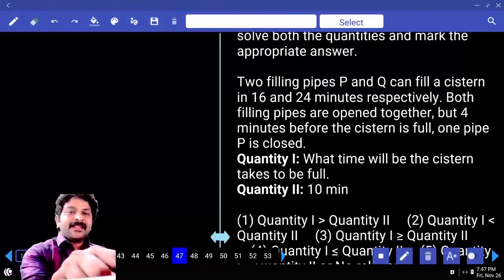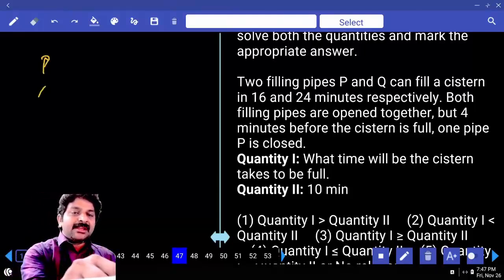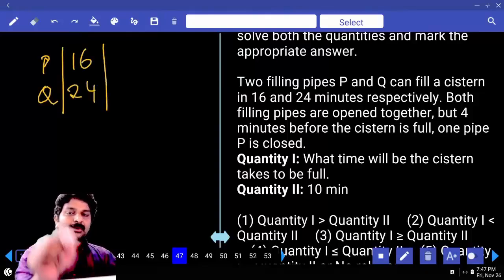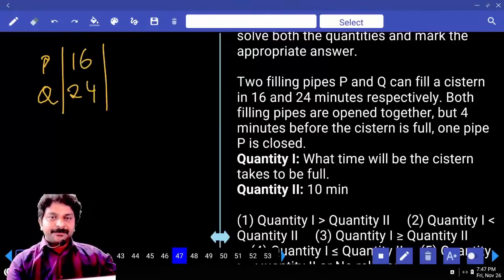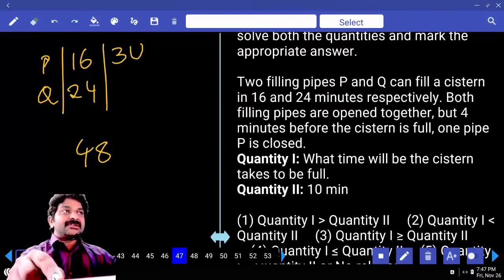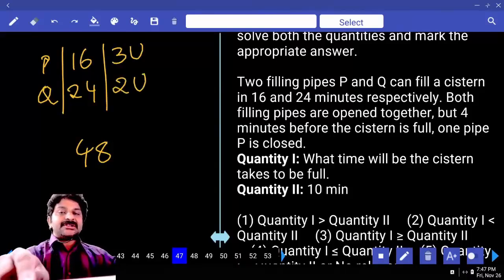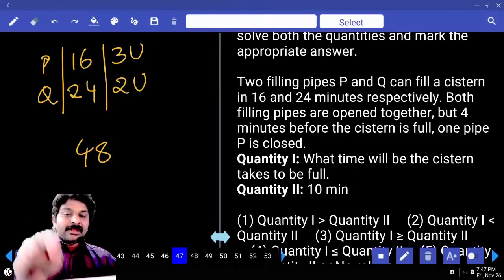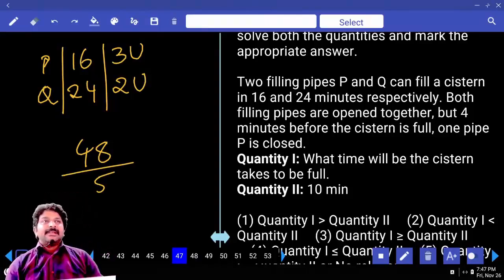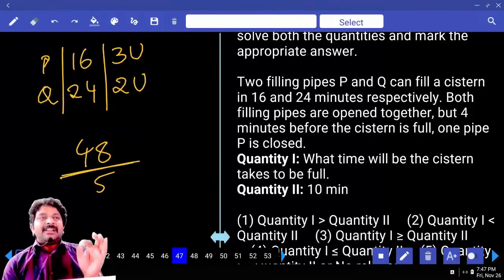Let's see this. There are two pipes P and Q. Both are inlet pipes only, so both do positive work. What is the LCM? So P can do 3 units, Q can do 2 units. Together they can do 5. Can I directly divide 48 with 5?